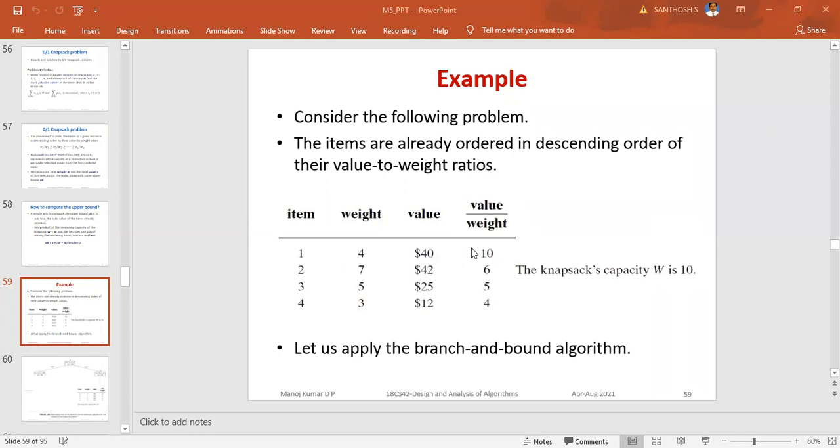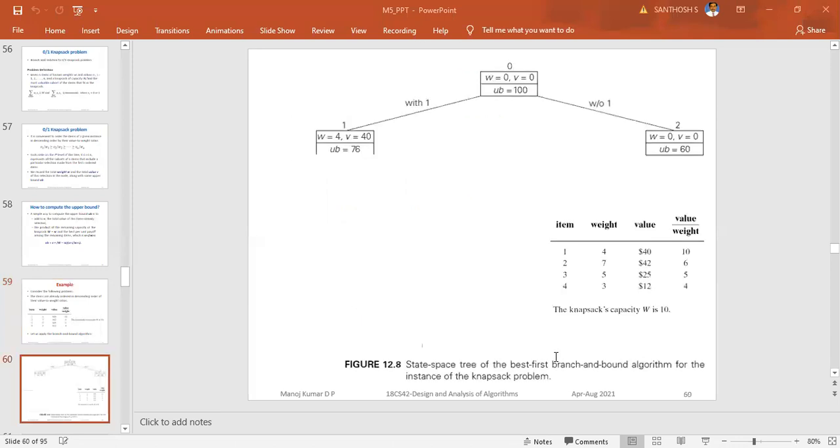So 40 by 4 is equal to 10, 42 by 7 is equal to 6, 25 by 5 is equal to 5, 12 by 3 is equal to 4. So knapsack capacity W is 10. Now we shall apply the branch and bound algorithm.